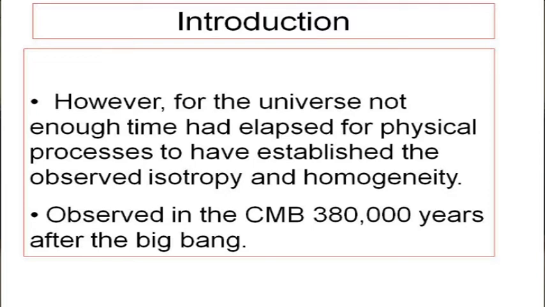It turns out for the universe, because we know the laws of physics well enough, we can estimate things. And it turns out not enough time has elapsed, even 380,000 years after the Big Bang, because the universe is a very big place. Not enough time has elapsed for physical processes to have established the observed isotropy and homogeneity. Okay, there's just not enough time.